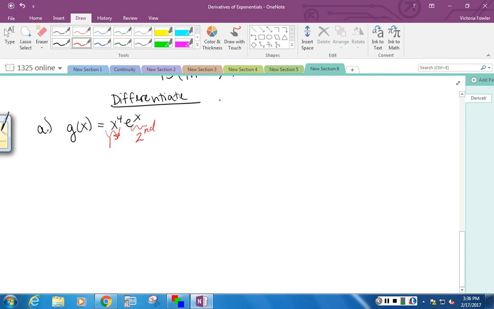rule. And so remember, product rule says I'm going to have the first times the derivative of the second plus the second times the derivative of the first function. Okay, so I'm going to take the derivative. I indicate that as g prime of x. I'm going to rewrite the first, which is x to the fourth, and I'm going to multiply by the derivative of the second. We just learned the derivative of e to the x is e to the x. So first times the derivative of the second, plus the second, e to the x, times the derivative of the first.